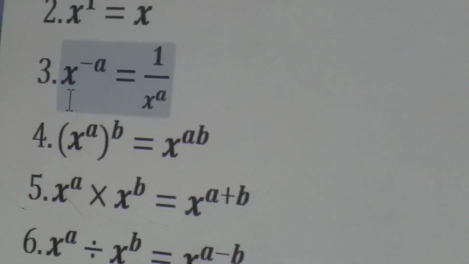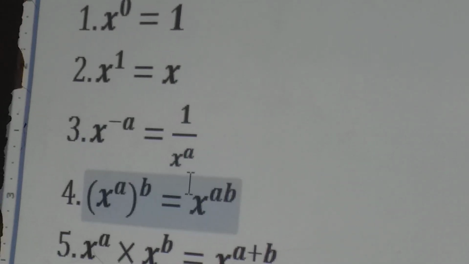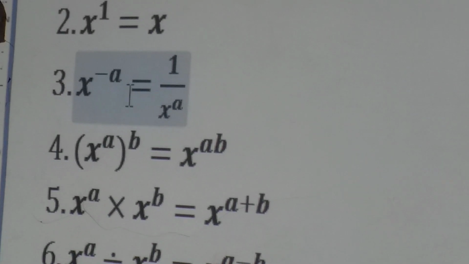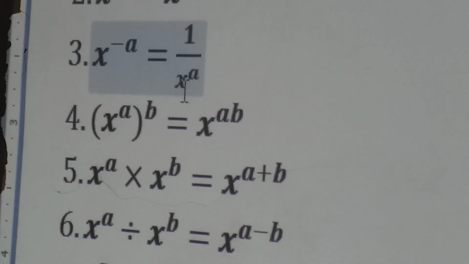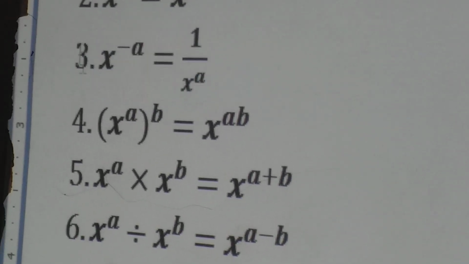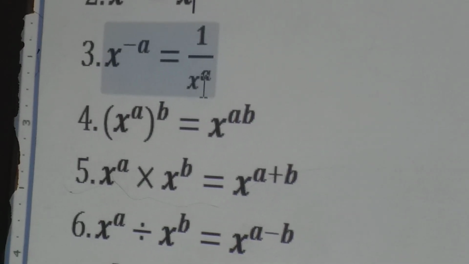Number 3: x to the power minus a is equal to 1 over x to the power a. This means that any number to a negative power is equal to 1 over that number to the power without the negative sign. I repeat, any number to a negative power is equal to 1 over that number to that power without the negative sign.